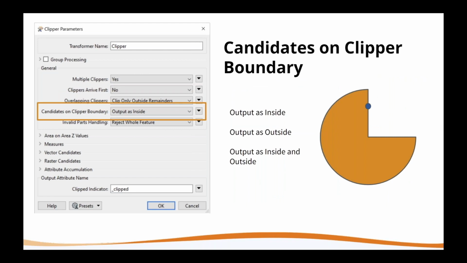Next parameter on our driving tour is called the candidates on clipper boundary parameter. And so in this case, I have a point candidate and an orange area clipper, and the point happens to lie on the boundary of the area.